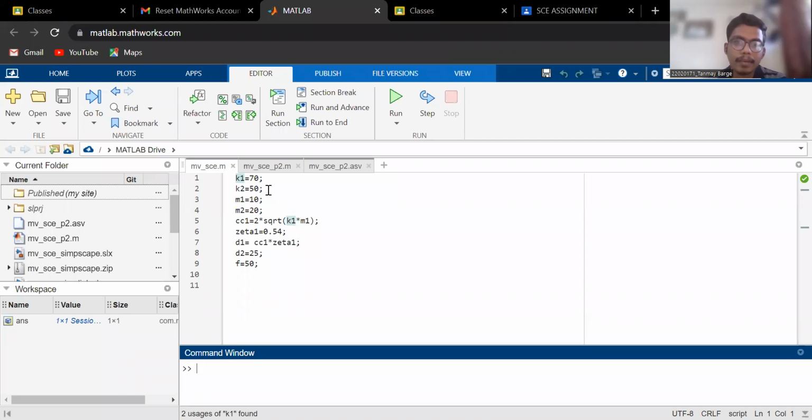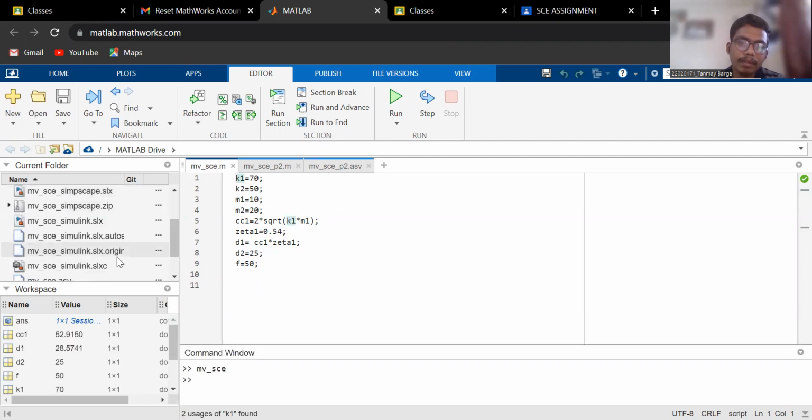Using this MATLAB software, we are going to model our problem. So here are the basic values we are going to use for our model. First K1 is 70, K2 is 50, M1 is 10, M2 is 20, CC1, which is the critical damping coefficient, is 2 into SQRT of K1 into M1, zeta 1 is 0.54, D1 is CC1 into zeta 1, and D2 is 25, and the force we are using is 50 Newton. So let us run our program.